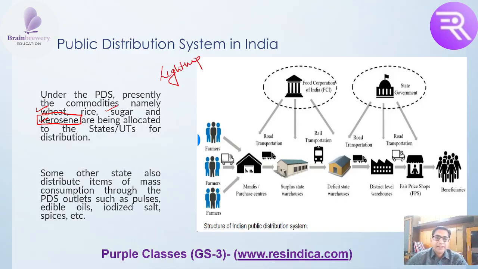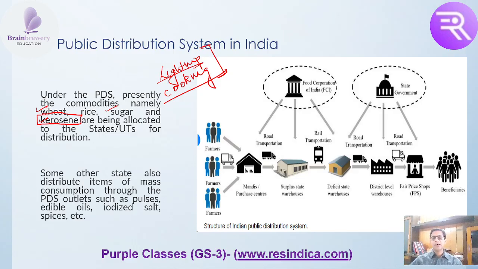Issue of lighting is there, issue of cooking is there, because people need fuel to cook. Kerosene is being utilized for that purpose, but slowly, as cylinders are becoming available and the government is providing free cylinders, the government is removing kerosene from the public distribution system. But wheat and rice are the major contributors to the public distribution system.